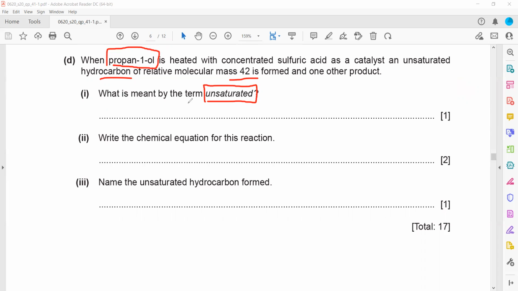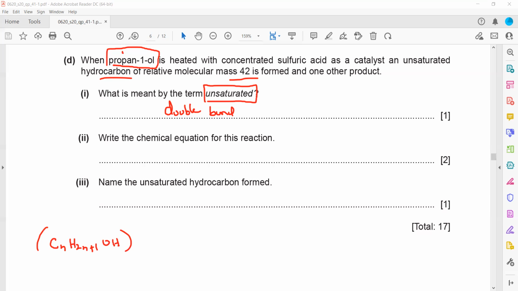So the hydrocarbon which contains a carbon-carbon double bond, we call that an unsaturated hydrocarbon. Write a chemical equation for this reaction. So if it is propane-1-ol, what will be the formula of propanol? The general formula for alcohol is CnH2n+1OH. This is the general formula for alcohol.